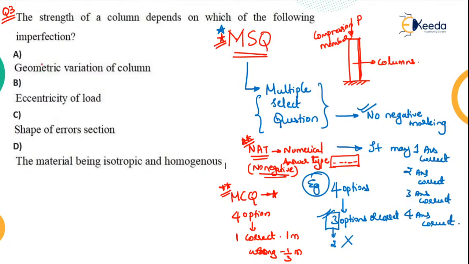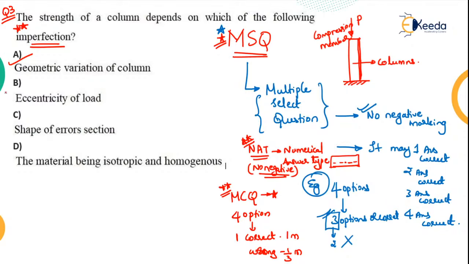The strength of the column depends on which of the following imperfections? The first one is geometric variation of column. The second one is eccentricity of load. The third one is shape of cross section. And the last one is the material being isotropic and homogeneous. So he is asking about the imperfection. The strength will depend upon this imperfection, no? Geometric variation of column, this is an imperfection.